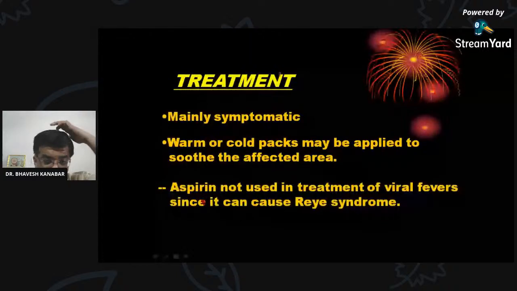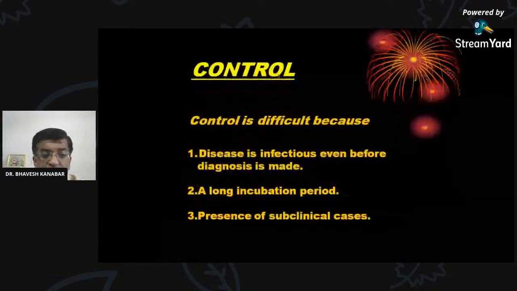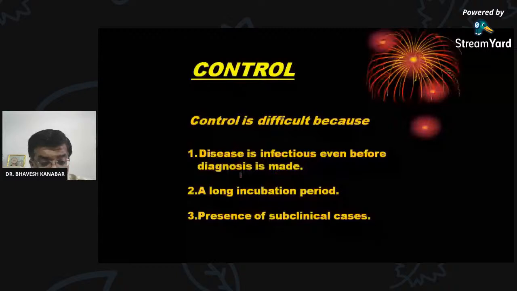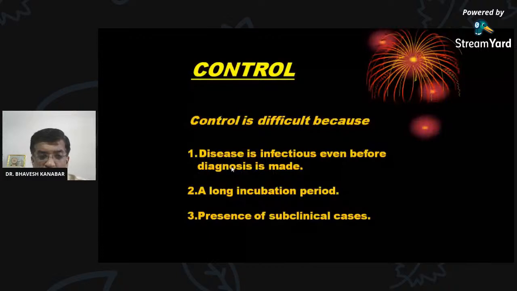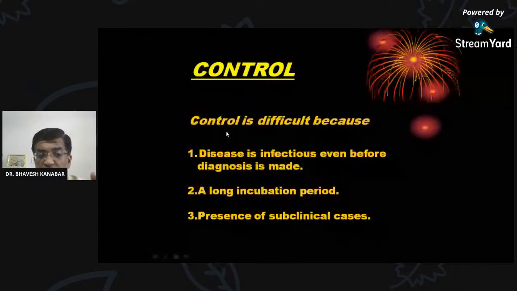Control is difficult because this is infectious even before the diagnosis is made. Do you know the period of communicability? This sentence is very important. Control of this disease is difficult, same as corona. Control of many viral conditions is difficult because the disease is infectious even before the diagnosis is made. So it indicates what period of communicability.